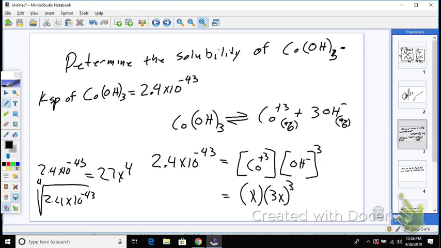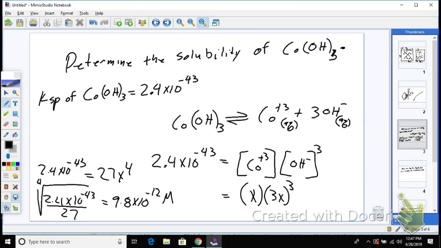And you have to take the fourth root, and it has to be divided by 27 first. You guys know how to do the fourth root? Okay. And I came up with 9.8 to the minus 12. So what is that?